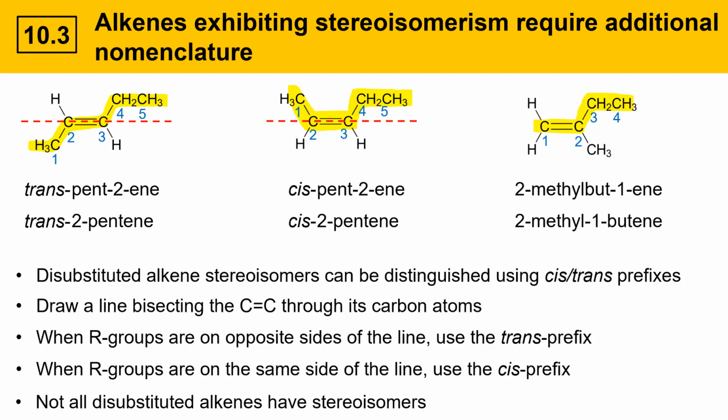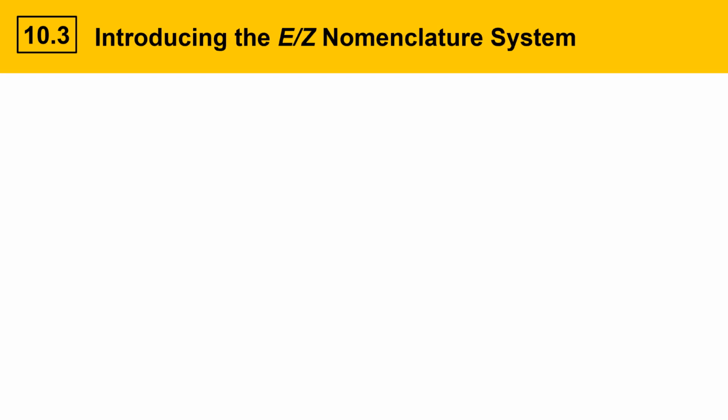There is no need for cis or trans here. This name fully describes the molecule. In fact, it wouldn't be appropriate to call this a cis or a trans molecule because those terms don't apply. They're only used for stereoisomeric alkenes. This slide introduces the EZ nomenclature system for alkenes.